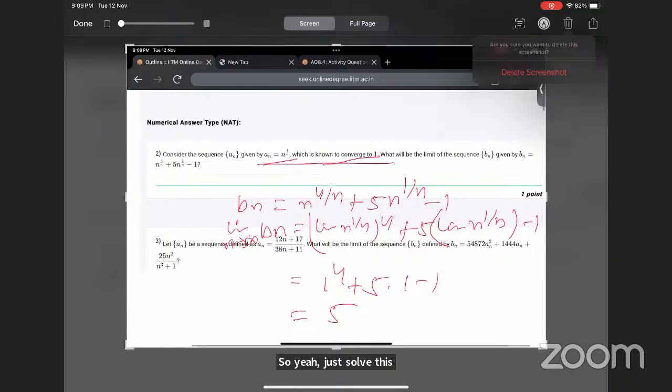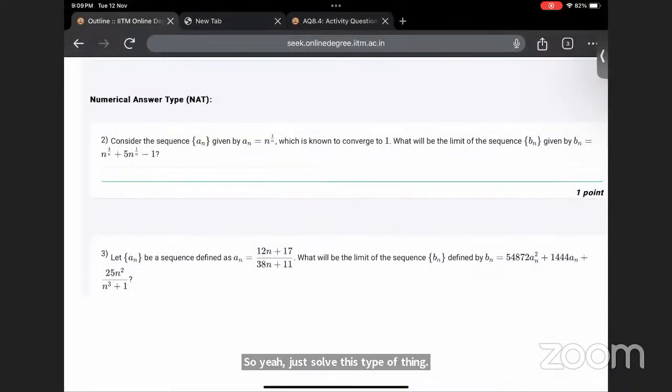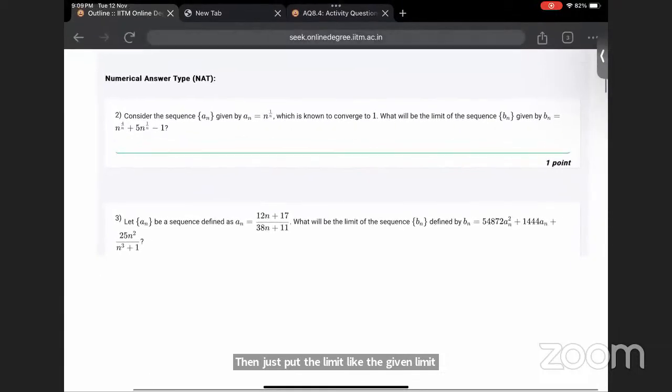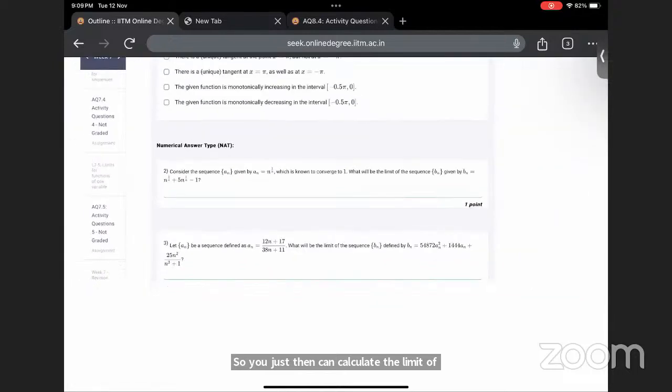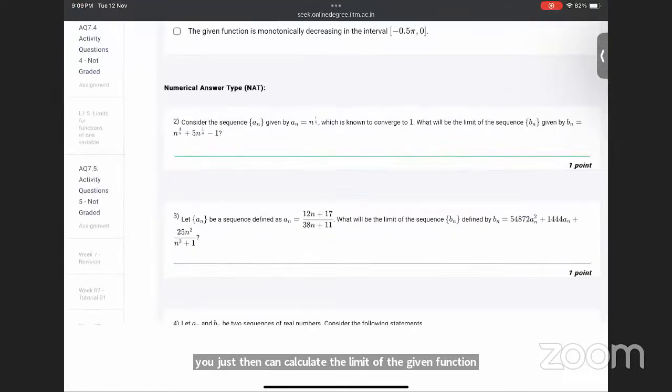These are also simple, right? Just apply the formulas, then put in the given limit, and you can calculate the limit of the given function. Any other doubt? You can also share some specific problem if you are facing difficulty with some sequence.